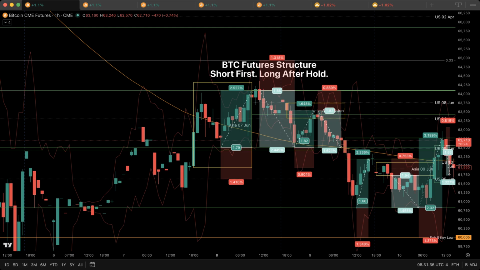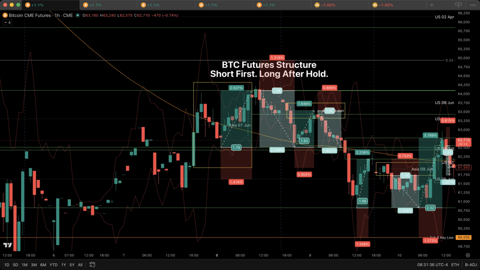June 9th Asia short setup. Entry line: June 9th Asia session lower boundary. Stop loss line: June 9th US session lower boundary. Take profit line: June 5th US session lower boundary. Risk-reward ratio 1.94. The entry sits at June 9th Asia session lower boundary. Why there?